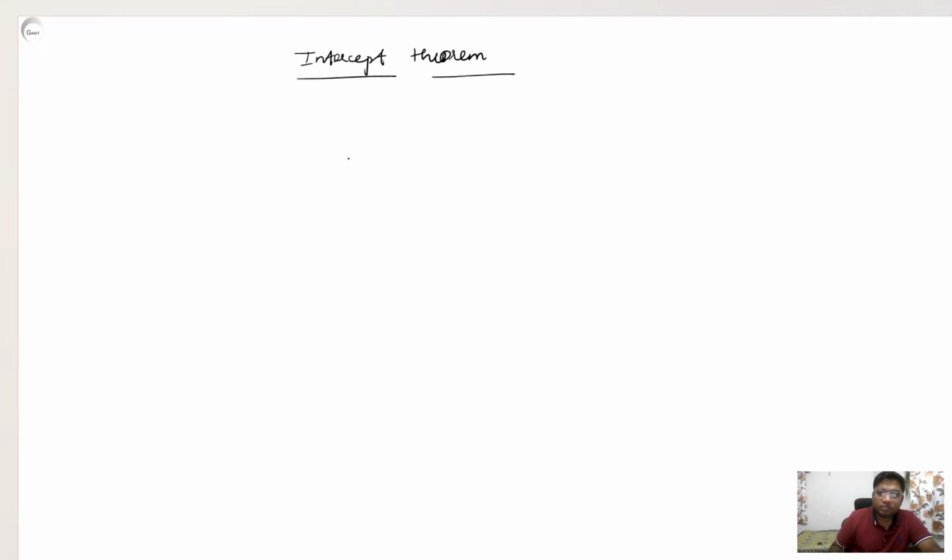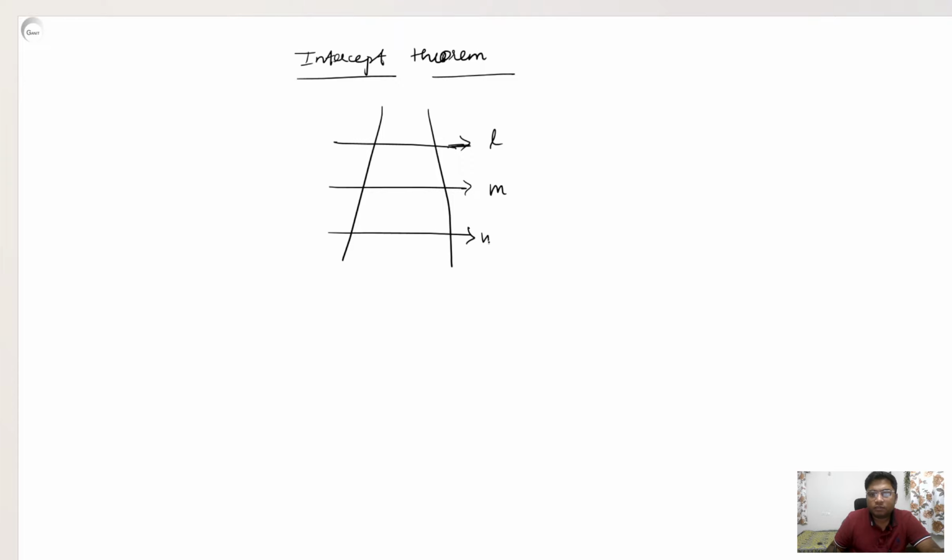Let's see. So intercept theorem is applicable on three parallel lines. So if you have three parallel lines, let's just say this is L, this is M, this is N. Let's just call the transversals T1 and T2. Let's call the points A, B, C and P, Q, R.